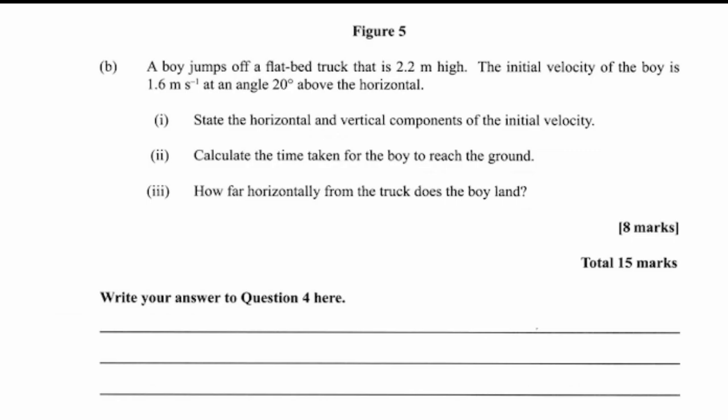It reads, a boy jumps off a flatbed truck that is 2.2 meters high. The initial velocity of the boy is 1.6 meters per second at an angle of 20 degrees above the horizontal. The question asks you to state the horizontal and vertical components of the initial velocity, calculate the time taken for the boy to reach the ground, and how far horizontally from the truck the boy lands.